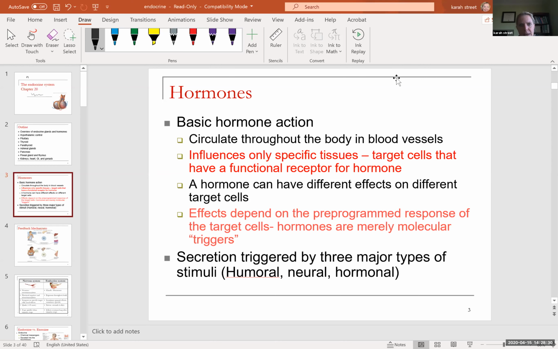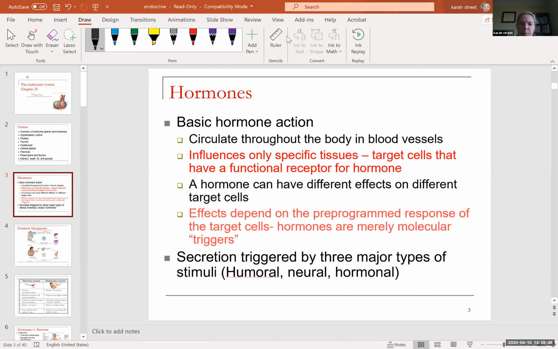A heart will behave like a heart. The lungs will behave like the lungs. The gut will behave like the gut. And we're going to find out that a lot of hormones have far-reaching abilities. They target a lot of different target cells.